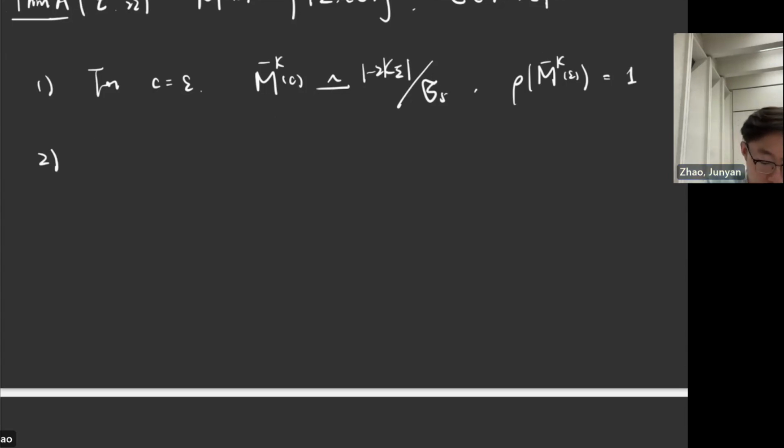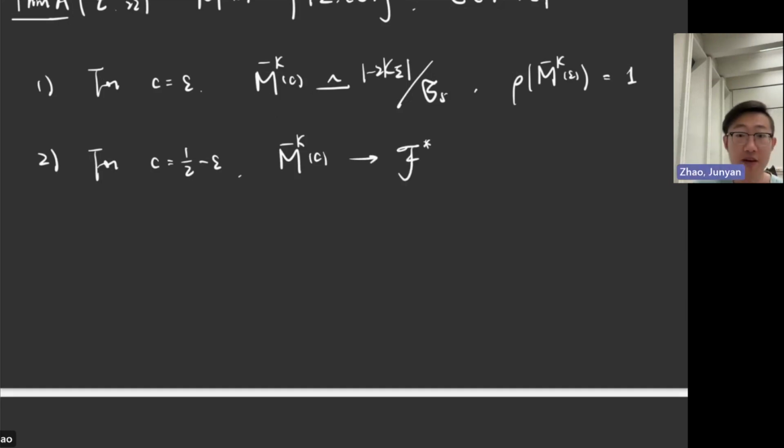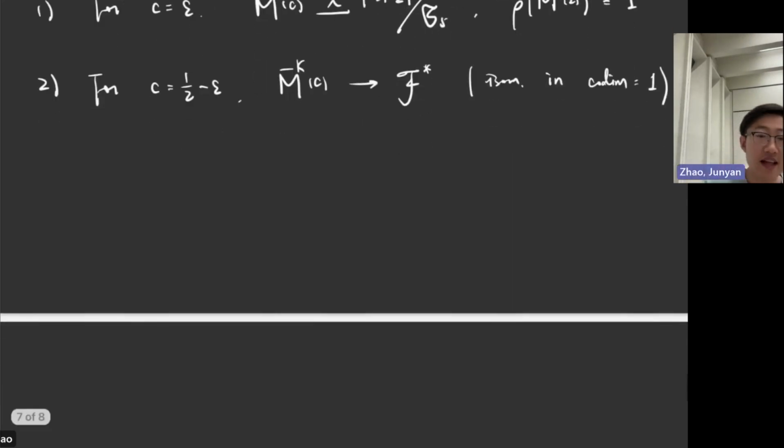The second one: when c is large, meaning that it is close to 1/2, then you have a birational morphism from your K-moduli to the moduli of K3, the Baily-Borel compactification of that. And in fact, this is an isomorphism in codimension 1.